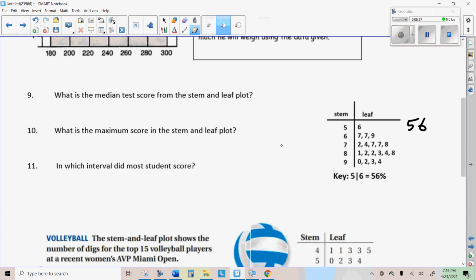Now, it says, what is a median test score? Okay, so the median is the one right in the middle, so you want to know how many there are. There is 1 in this top row in the 50s. There's 3 in the 60s, 5 in the 70s, 6 in the 80s, and 4 in the 90s. That's a total of 10 and 9 is 19 total.